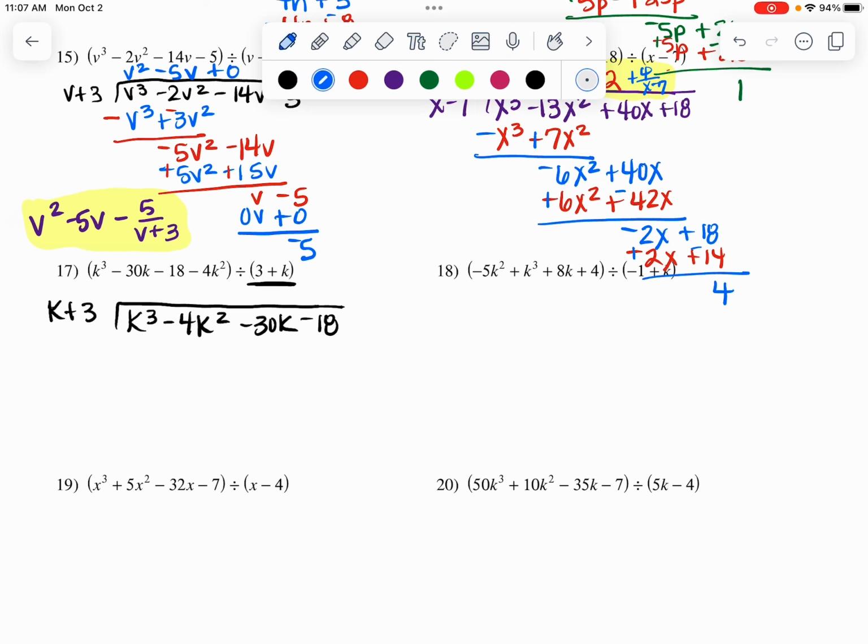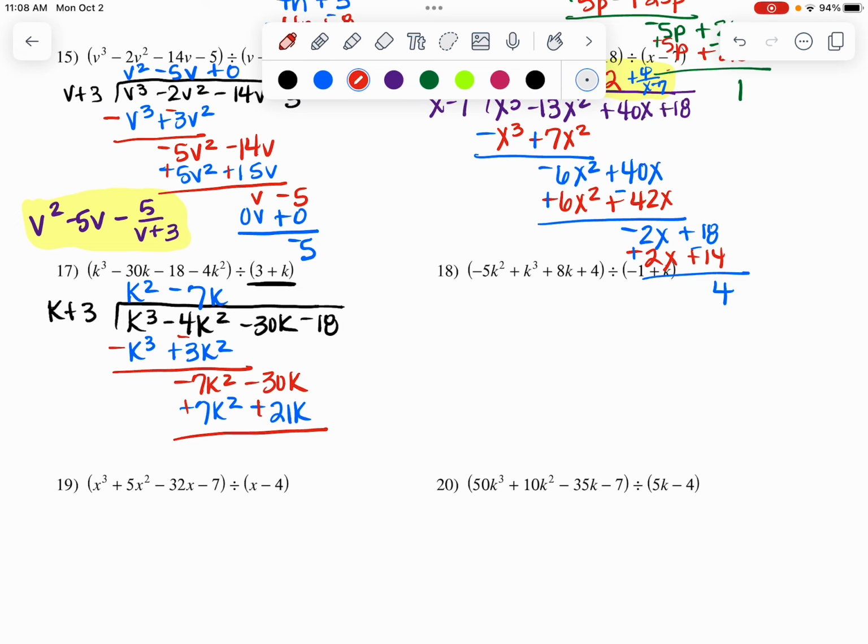All right, and then it's just the same thing. I need a k squared, so that's k to the third, and then plus 3k squared. And then again, we're subtracting here, so that's going to be negative 7k squared. And then bring down that 30. So I need a negative 7k, so that I have a negative 7k squared, and then negative 21k. Again, change your signs. So that's going to be, what is that? My brain just turned off. Negative 9k, and then bring down that 18.